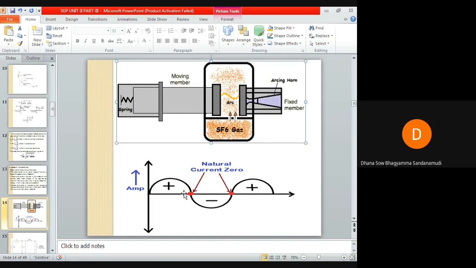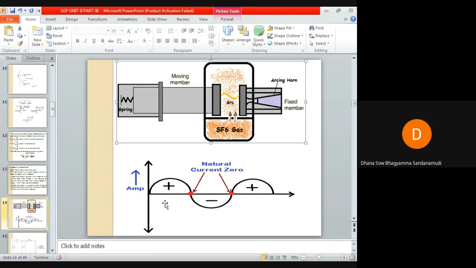If the deionizing force is applied in the middle of the current loop, let us consider this loop, more voltage will be required to maintain the arc current. We know that if there is sufficient potential gradient between the circuit breaker contacts, then the arc will be maintained. If sufficient potential gradient is not maintained between the contacts, the arc cannot persist, it will extinguish.